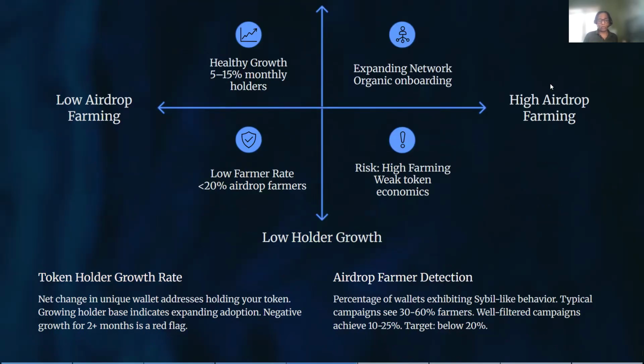So this one is the token holder growth rate and then the airdrop farmer detection. These two are critical metrics you want to make sure you measure based on the various tools. Within that, the token holder growth rate is basically the net change in the unique wallet addresses holding your token. If they are increasing the token value or actively transacting using the token, that is a good sign, and you can see that there is activity going on. If your user has a wallet and there is no activity for 2 months, then there is a red flag and you need to identify what is going on.